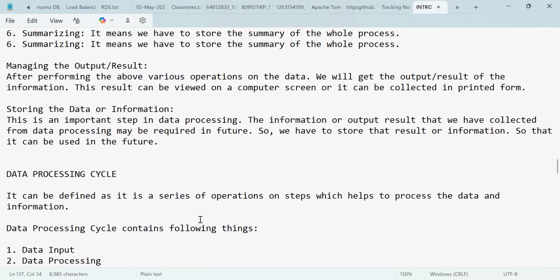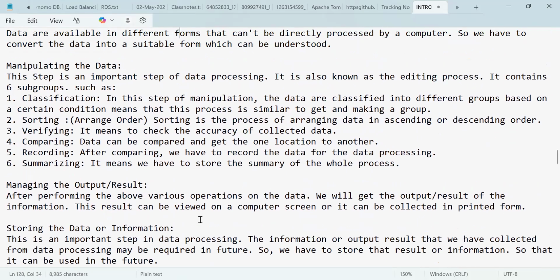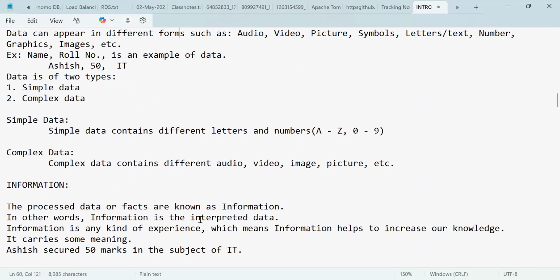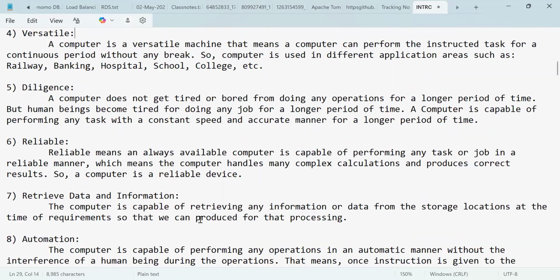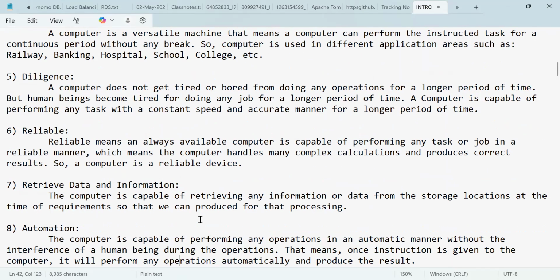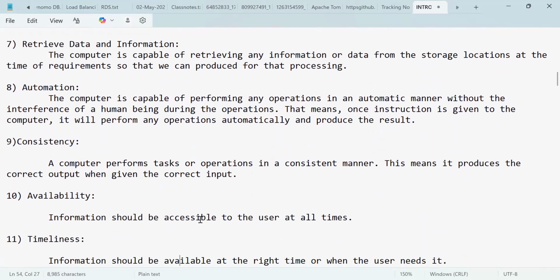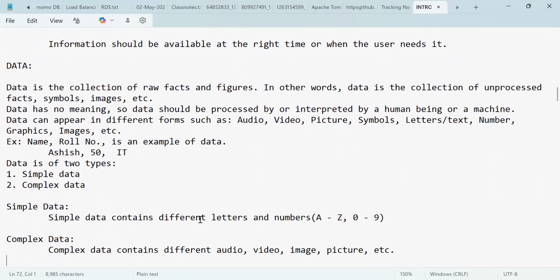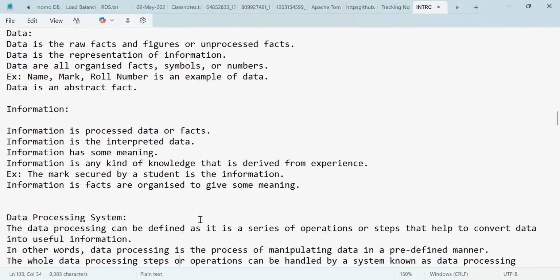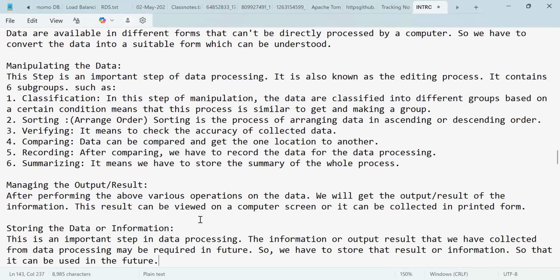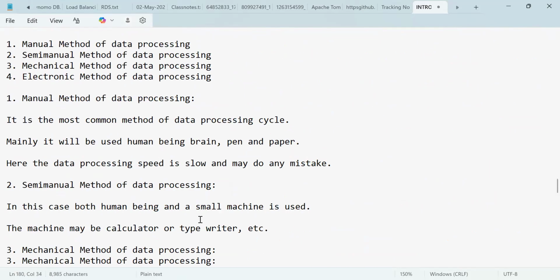Before that, we discussed what data processing is. Versatility, diligence, reliability, retrievable information, automation, everything was discussed in the last topic. What is data? What is information? Everything will be discussed.